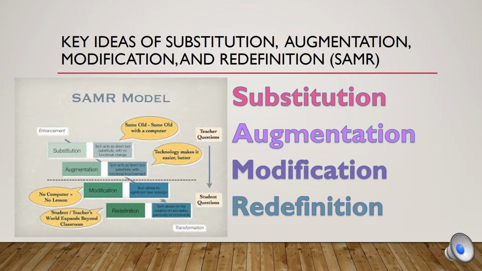Last but not least, we have redefinition. This stage is where computer technology allows for new tasks that were previously inconceivable. An example to show this stage is when a classroom is asked to create a documentary video answering an essential question related to important concepts. Teams of students take on different subtopics and collaborate to create one final product. Teams are expected to contact outside sources for information.